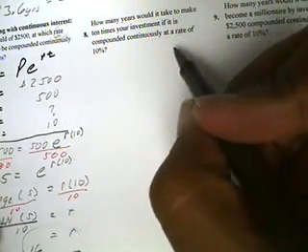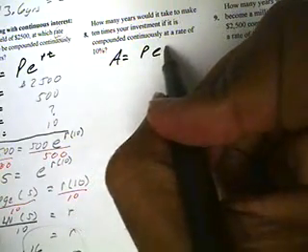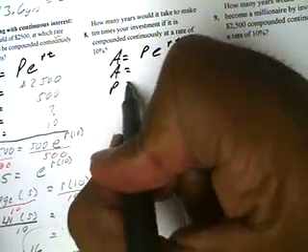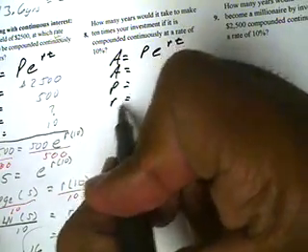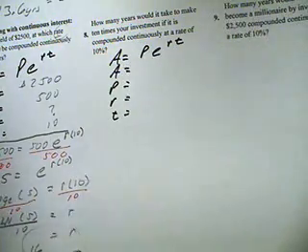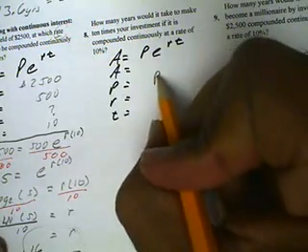Okay, how many years would it take to make 10 times our investment if it's compounded continuously at a rate of 10%? So compounded continuously is A equals P times e to the RT power. And now we'll look for the amount. Well, it says that we're trying to make 10 times our investment. Let's say our investment is P.